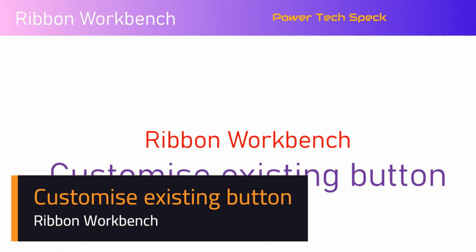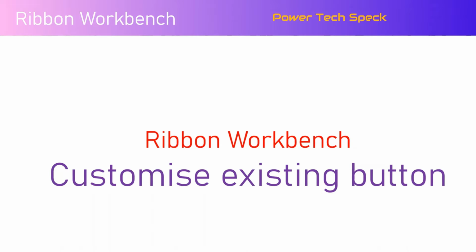In this video, I'll show you how to customize an existing button in a model driven app using Ribbon Workbench. By default, in a model driven app, you get to see some inbuilt buttons against a specific record, such as new, save and close, delete, activate, deactivate, and export to Excel. These kinds of buttons already exist within the application. Now, what if you want to edit this particular button?